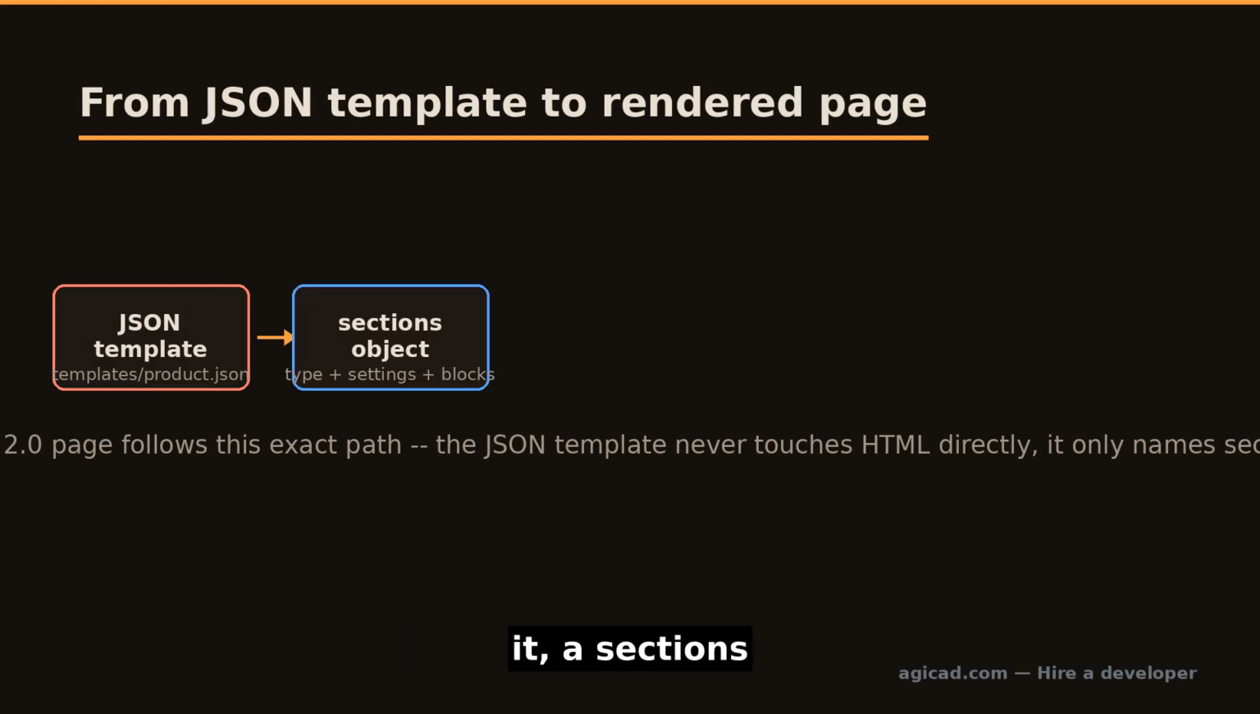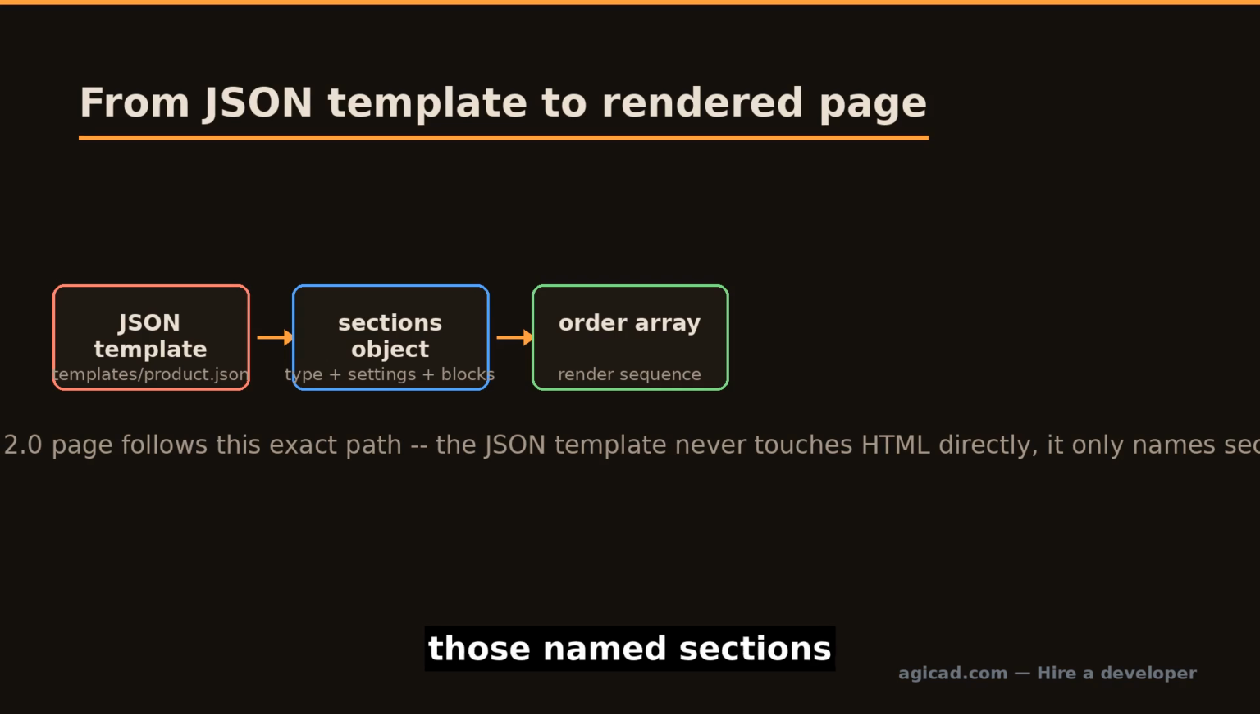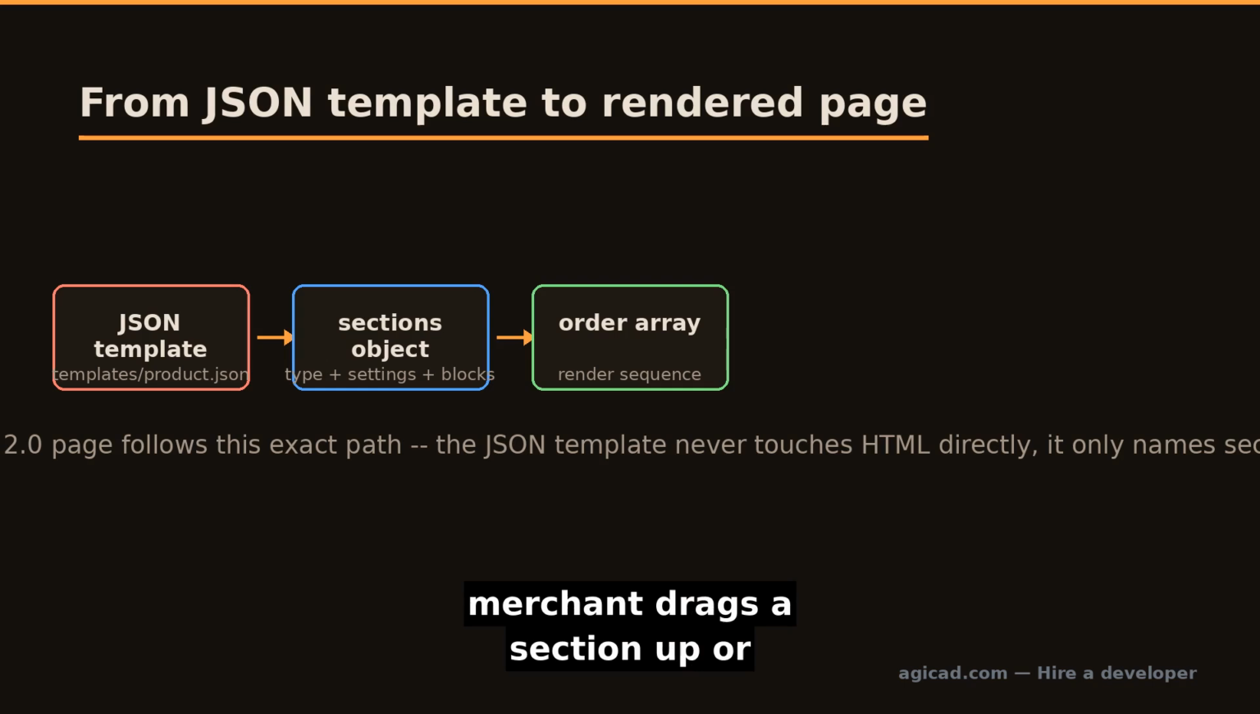Inside it, a sections object lists every section on that page by name, each with a type, its own settings, and any blocks it contains. An order array says what sequence those named sections render in, and that array is exactly what changes when a merchant drags a section up or down in the editor.